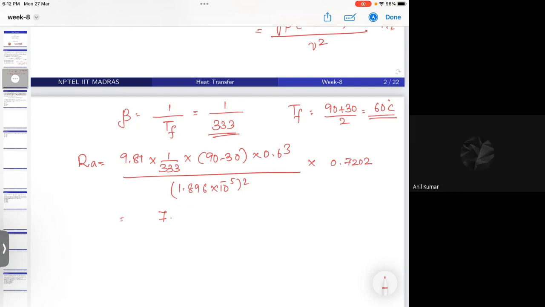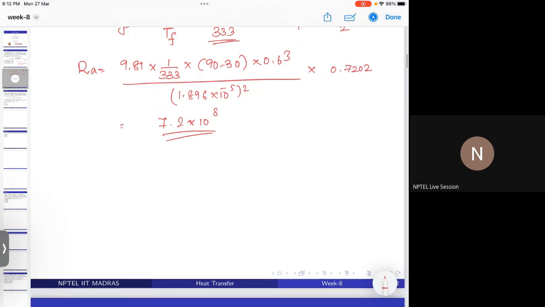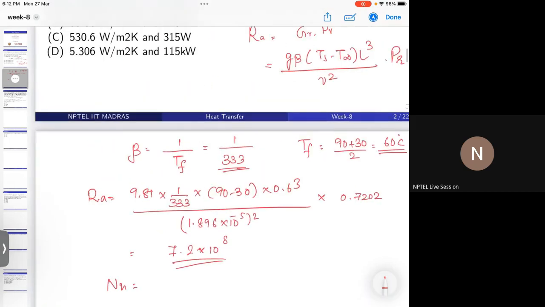Yes, sir. 7.2 into 10 to the power 8. Okay. That is. So, but actually, now you got the Rayleigh number. Now you can just substitute in this expression.